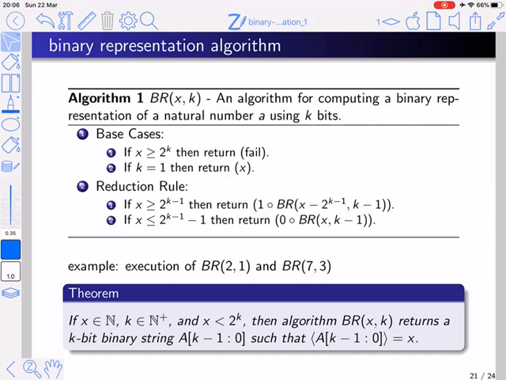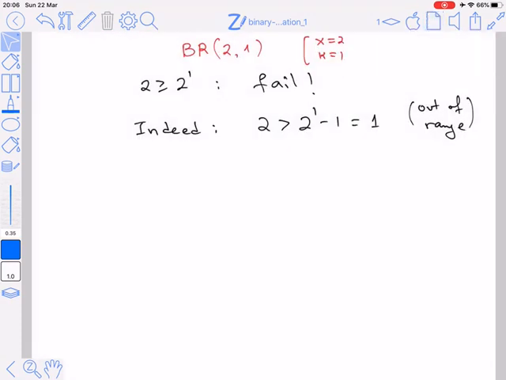Before I prove the correctness of the algorithm, let me show an execution of the algorithm on two cases. The first case, x equals 2 and k equals 1. The stopping condition compares x with 2 to the k. And indeed, x is greater than or equal to 2 to the k, because 2 equals 2, and therefore we declare failure immediately. Indeed, with a single bit, you cannot expect to represent the number 2. With a single bit, you can only represent the number 0 or 1.